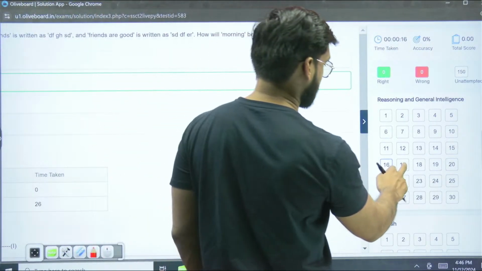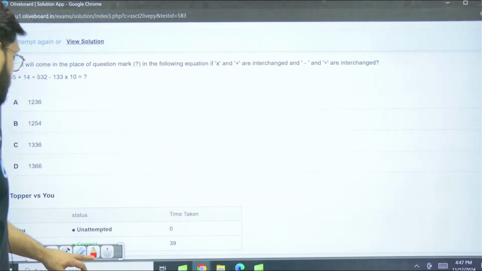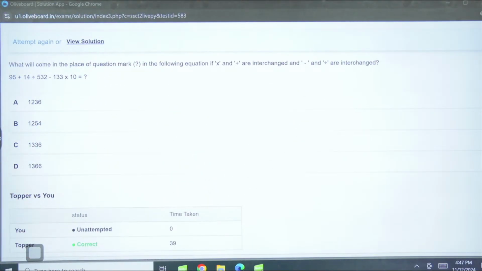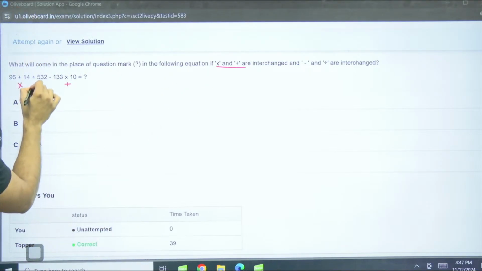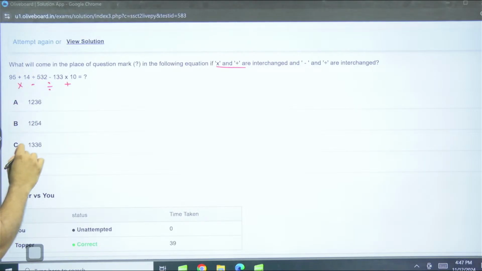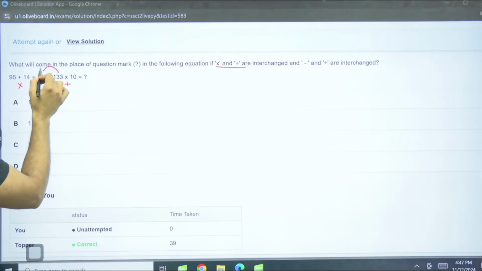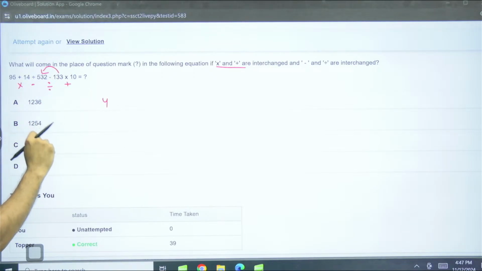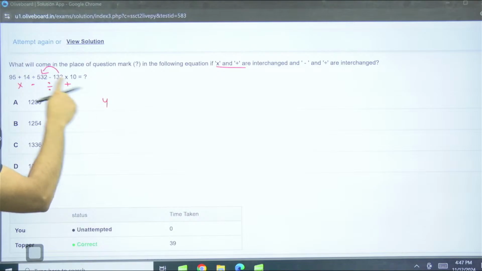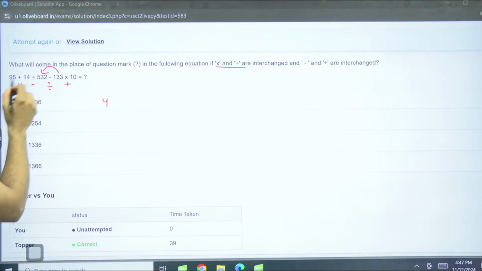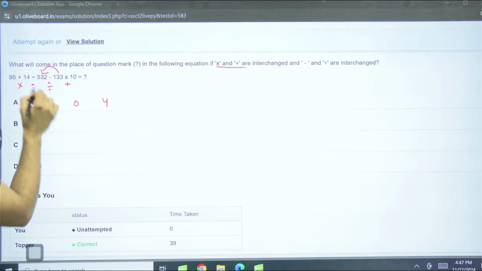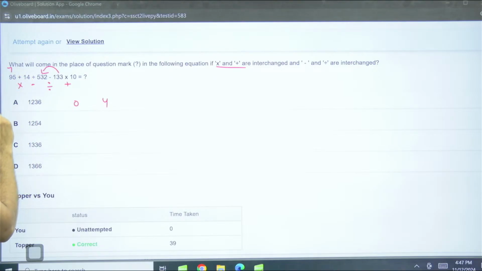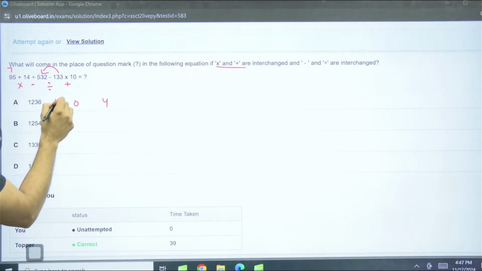Let's move on to the next, 17th question, from mathematical operations. Multiply and plus should be interchanged, and minus and divide should be interchanged. Okay, I can say this 133 will be dividing 532 4 times, because 100 into 4 is 400, 33 into 4 is 132. So 400 plus 132 is 532. Multiply 95 into 14: 14 into 5, 70, 0, 7 carry, 14 into 9, 126, 126 plus 7, 133.